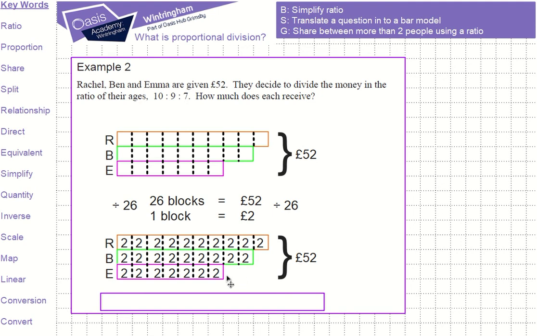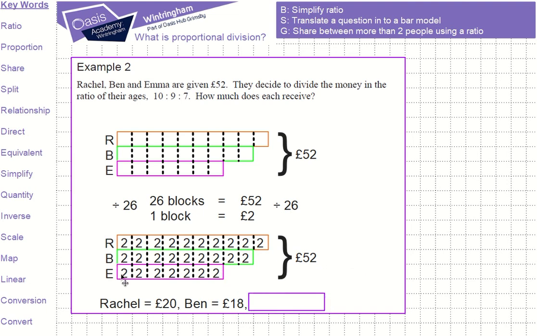The last thing I need to do is find out how much each receives. So we'll start with Rachel. 2, 4, 6, 8, 10, 12, 14, 16, 18, 20. So Rachel gets £20. Next person, Ben. 2, 4, 6, 8, 10, 12, 14, 16, 18. Ben gets £18.